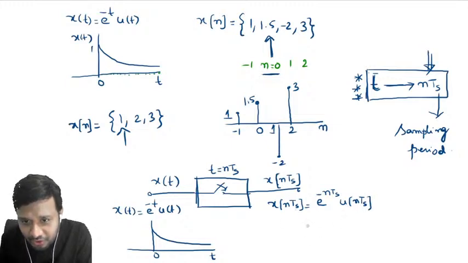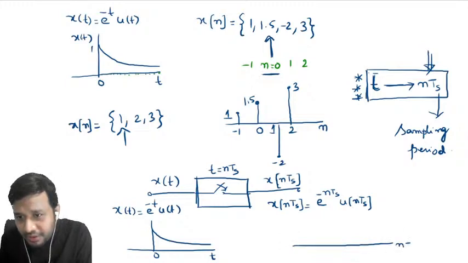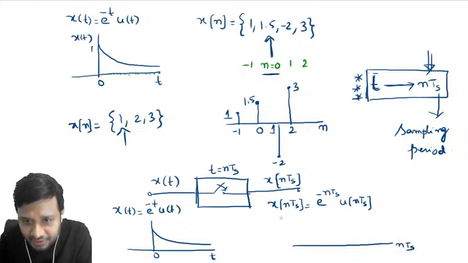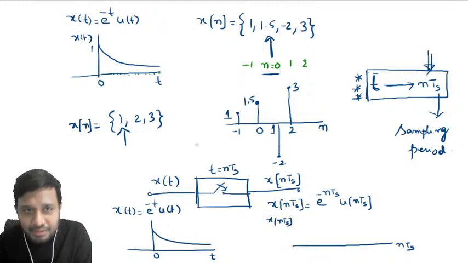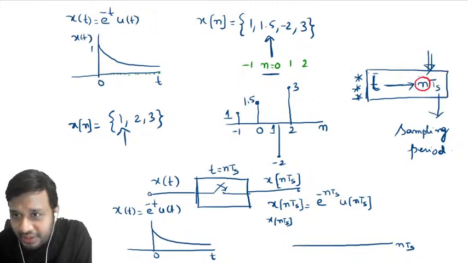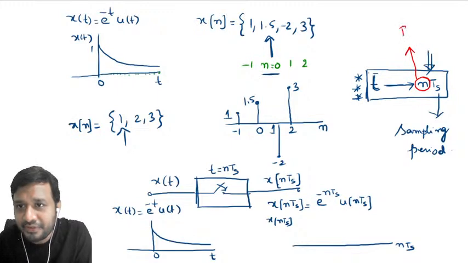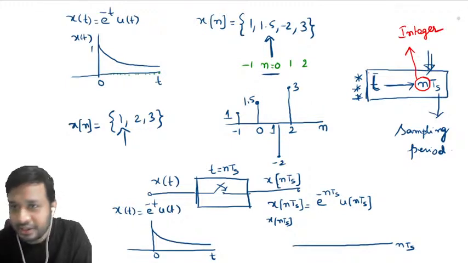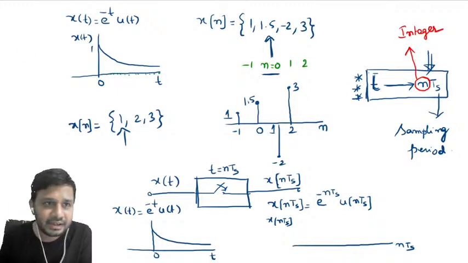Now we are going to draw x of nTs against nTs. Always remember, whenever you replace t with nTs, this n must be an integer always. Ts may or may not be an integer, it may be a real number, but n must be an integer always, right?